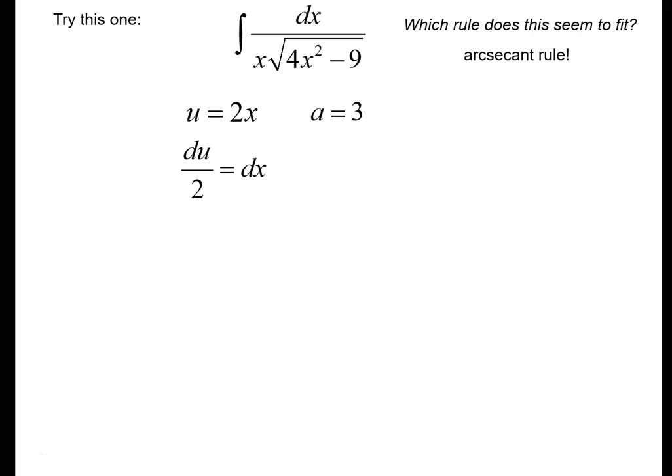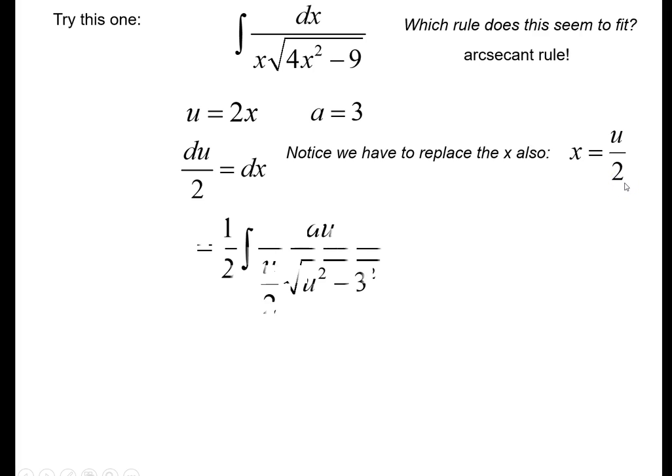Now, notice also that when I do this u substitution, I've taken care of the 4x squared, I've taken care of the dx, but I still have this x down here. I have to do something with that. Remember, we don't mix x's and u's. So this u equals 2x expression, I'm going to isolate the x in that expression by dividing by 2.